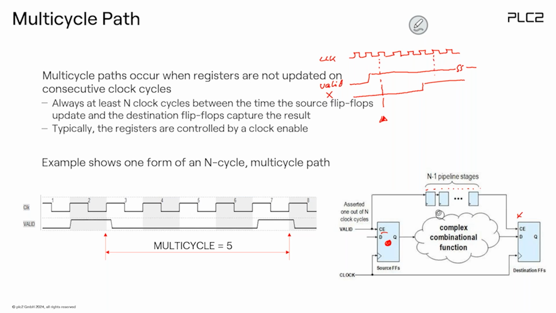At this time point here, the data which I captured here will now be captured here. So in this case I have exactly 1, 2, 3, 4 times T, where T is the period of the clock, to run from here to here. So I have multiple cycles of time to run through the path. This is why it's called multi-cycle. In this example it would be a multi-cycle of 5 or whatever it is.